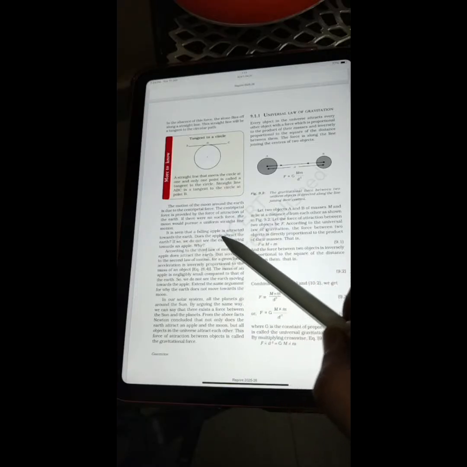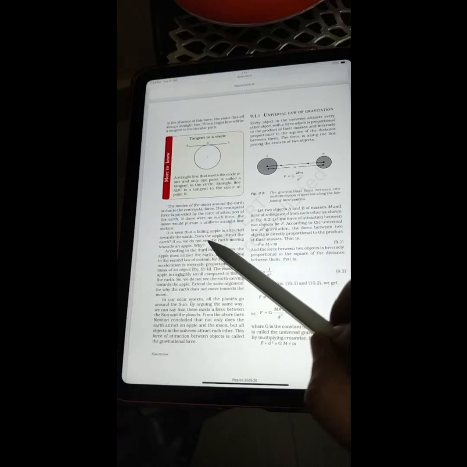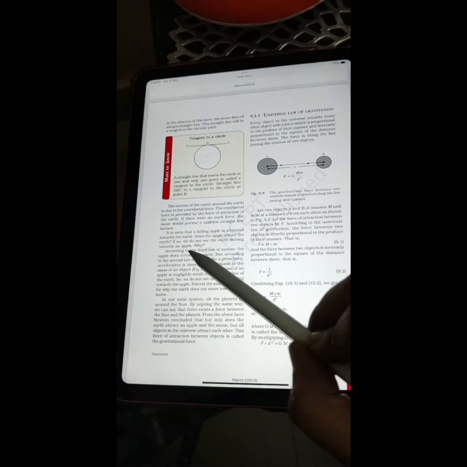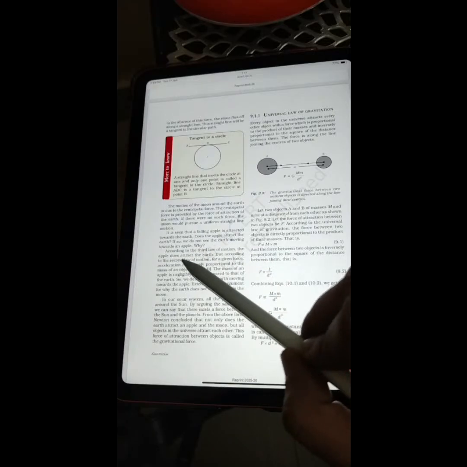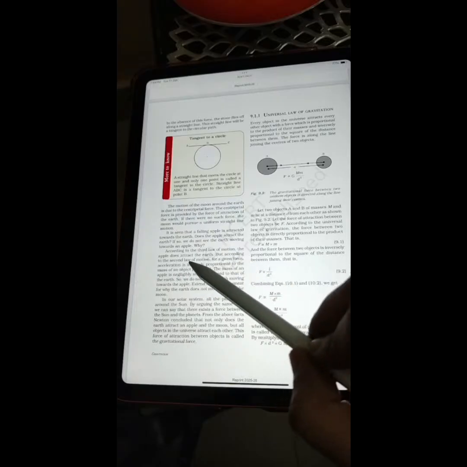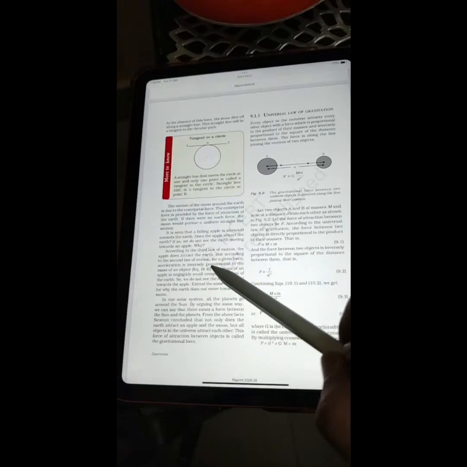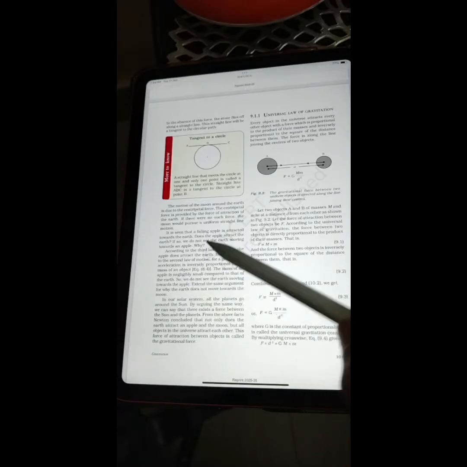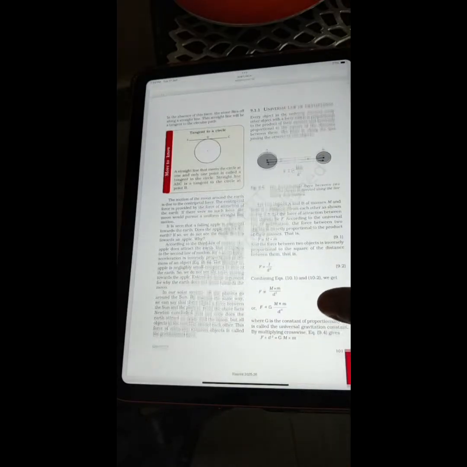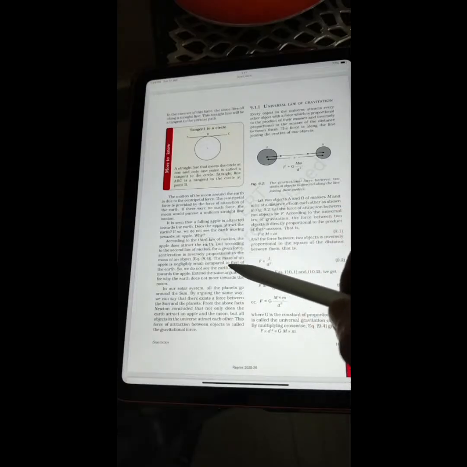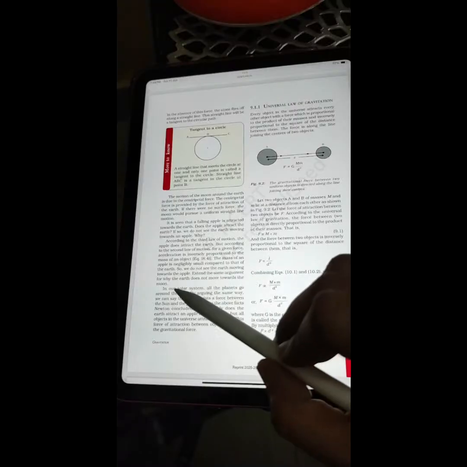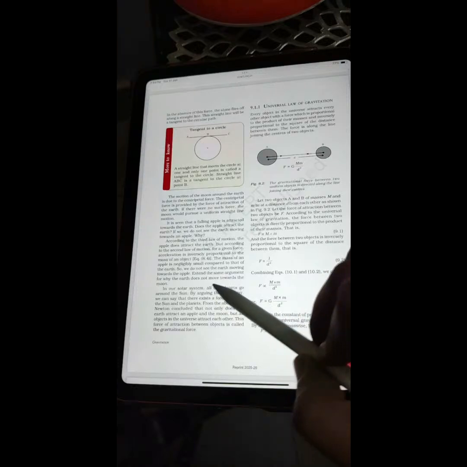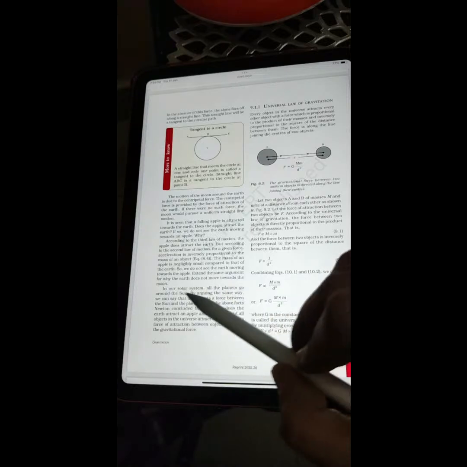It is seen that a falling apple is attracted towards the earth. Does the apple attract the earth? If so, we do not see the earth moving towards an apple. Why? According to the third law of motion, the apple does attract the earth, but according to the second law of motion, for a given force, acceleration is inversely proportional to the mass of an object. That is written in equation 8.4. The mass of an apple is negligibly small compared to that of the earth, so we do not see the earth moving towards the apple. Extend the same argument for why the earth does not move towards the moon.